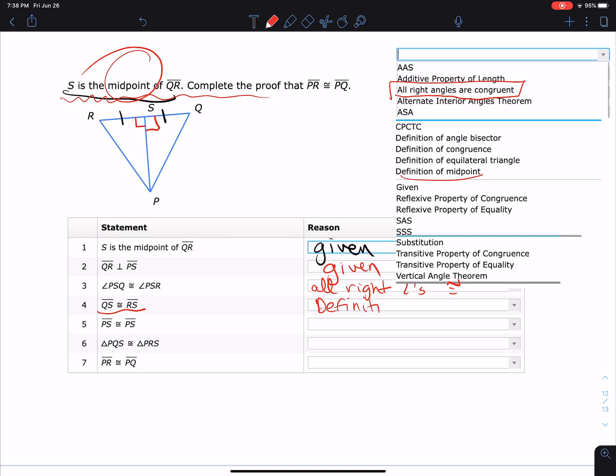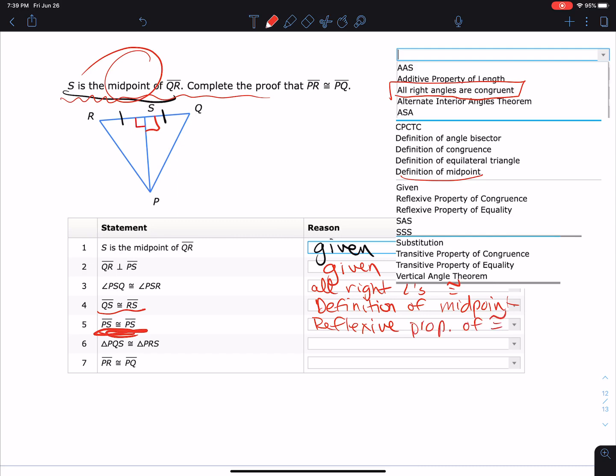Definition of midpoint. And then how do I know PS is congruent to itself? Well, that's a reflexive property. And is it congruence or equality? Well, it's going to be congruence because they're using a congruent symbol.